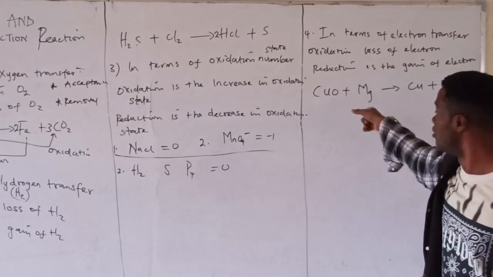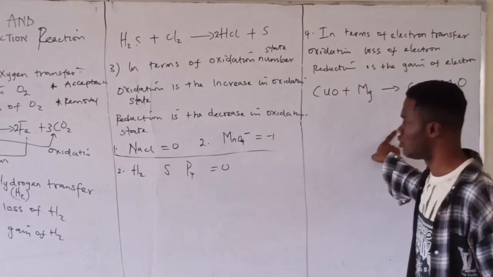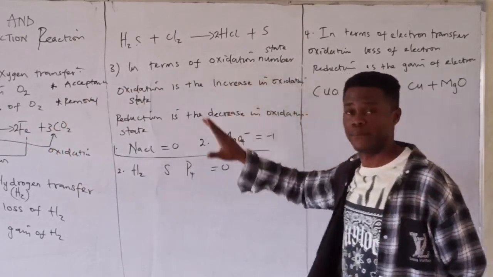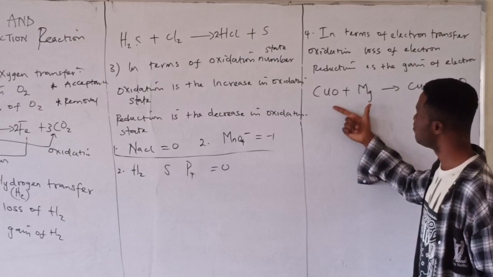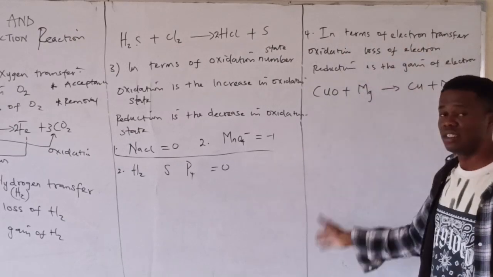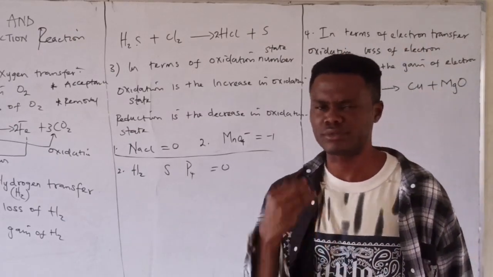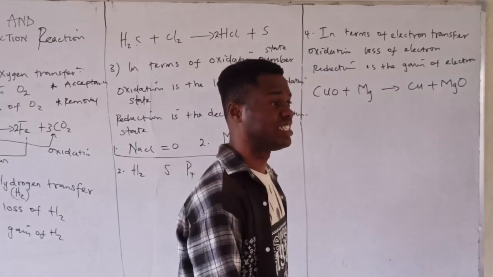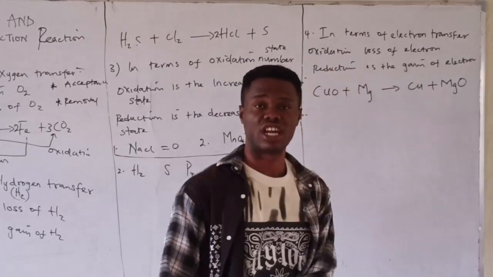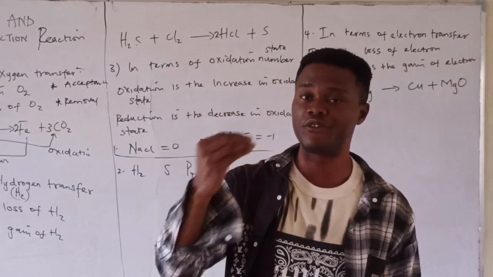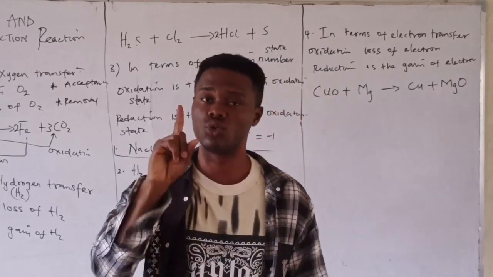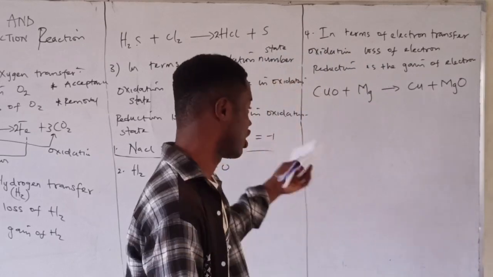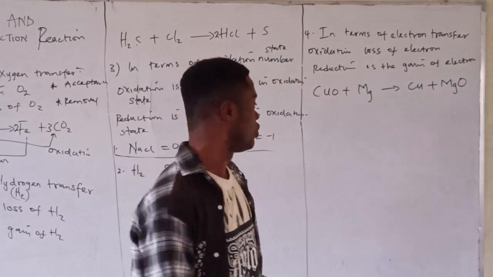You can also use this reaction that I wrote on the board to explain oxidation and reduction in terms of oxidation number. Then you can also use it to explain the terms of electron transfer. It is not just one particular equation that is peculiar to a particular definition of oxidation and reduction, right? You can use different definitions of oxidation and reduction to explain a particular reaction. Okay, I hope you understand.